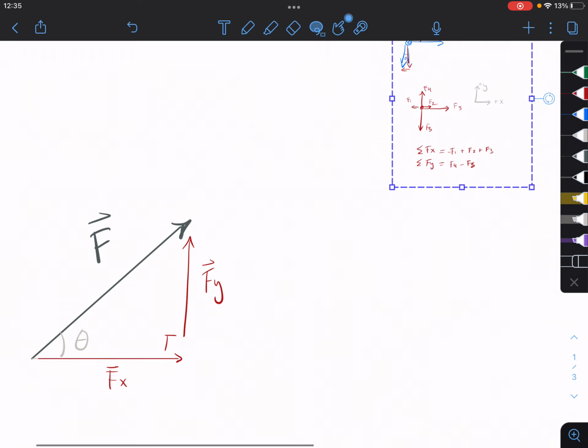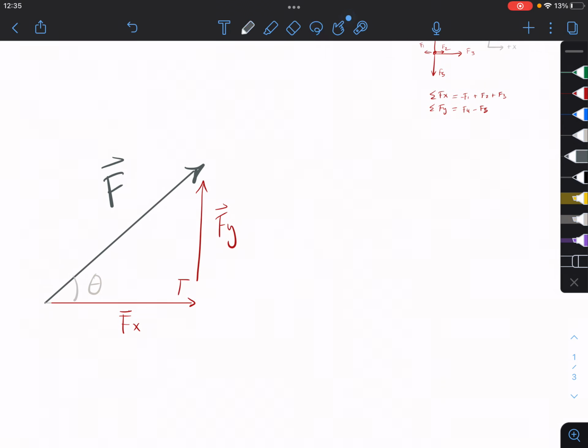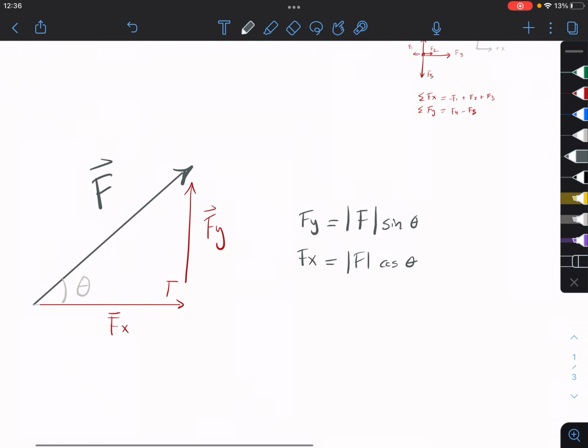So here's the y. Okay, so F of y, this y piece, is the side that's across from the angle, so we're going to take the magnitude of the hypotenuse, the magnitude of F, and then we have sine of theta. For the F of x piece, it is on the adjacent side, next to the angle, so it's going to be the magnitude of F cosine of theta.